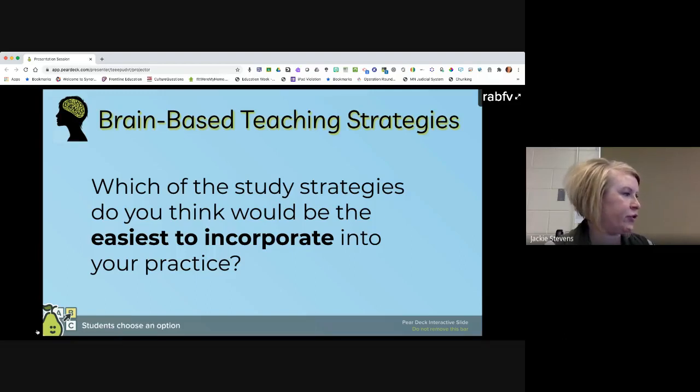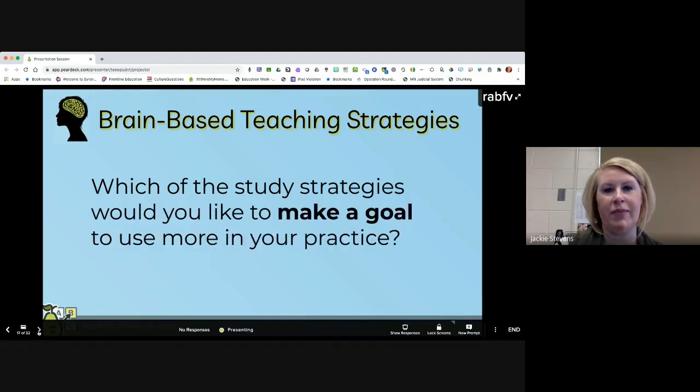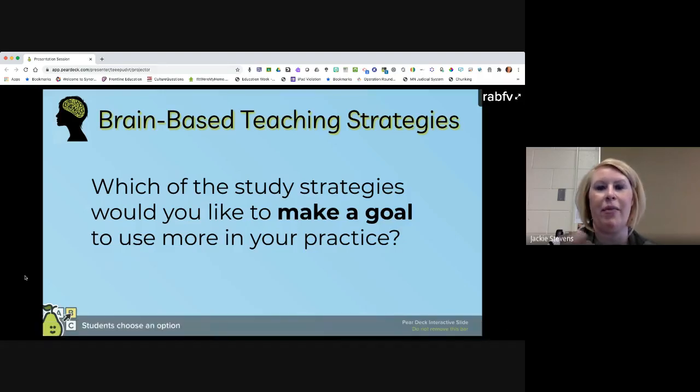All right, and it looks like retrieval practice is the winner. The most people thought retrieval practice would be the easiest, and then there was quite a bit of space between interleaving and spaced practice. So then on the flip side of that, which of these study strategies would you like to make a goal to use more in your practice? Maybe you said retrieval practice would be the easiest and that's what you want your goal to be. Or maybe if you said interleaving or spaced practice would be more difficult, then that is what you would want your goal to be. But which one would you make a goal to incorporate more into your practice?